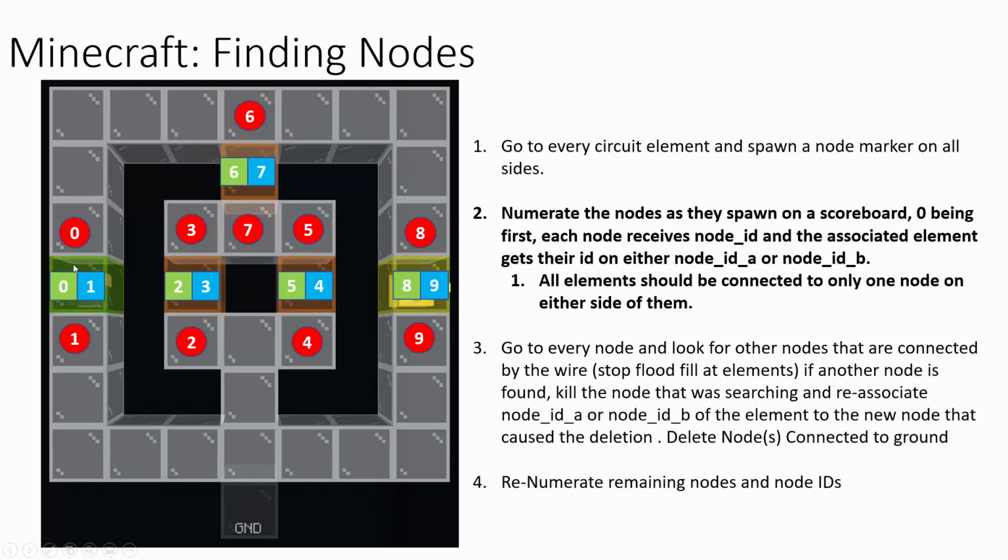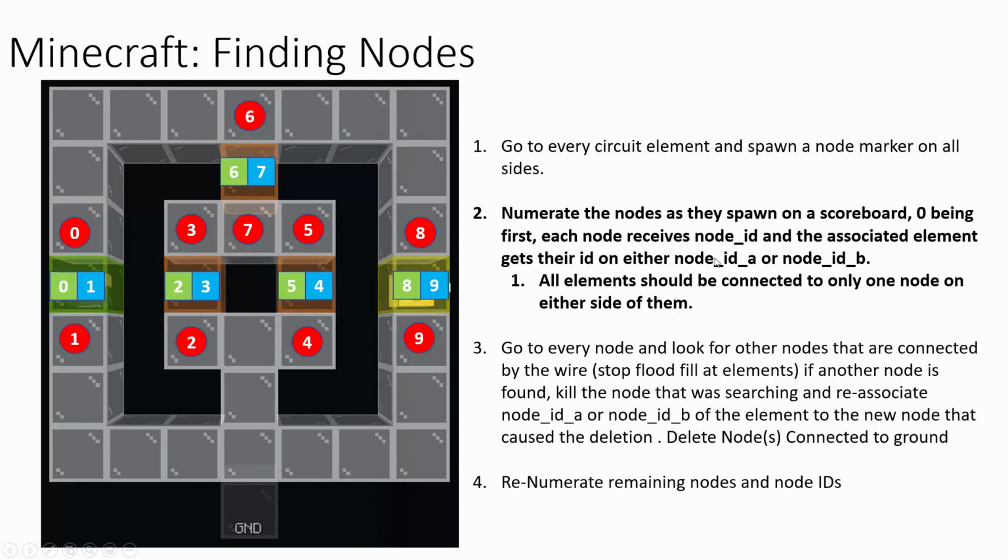So we're going to count 0, 1, 2, 3, 4, 5, 6, 7, 8, 9. And this voltage element is associated with nodes 0 and 1. This one is associated with nodes 2 and 3. This one's associated with nodes 4 and 5. This one's associated with nodes 7 and 6. And this one's associated with nodes 8 and 9.